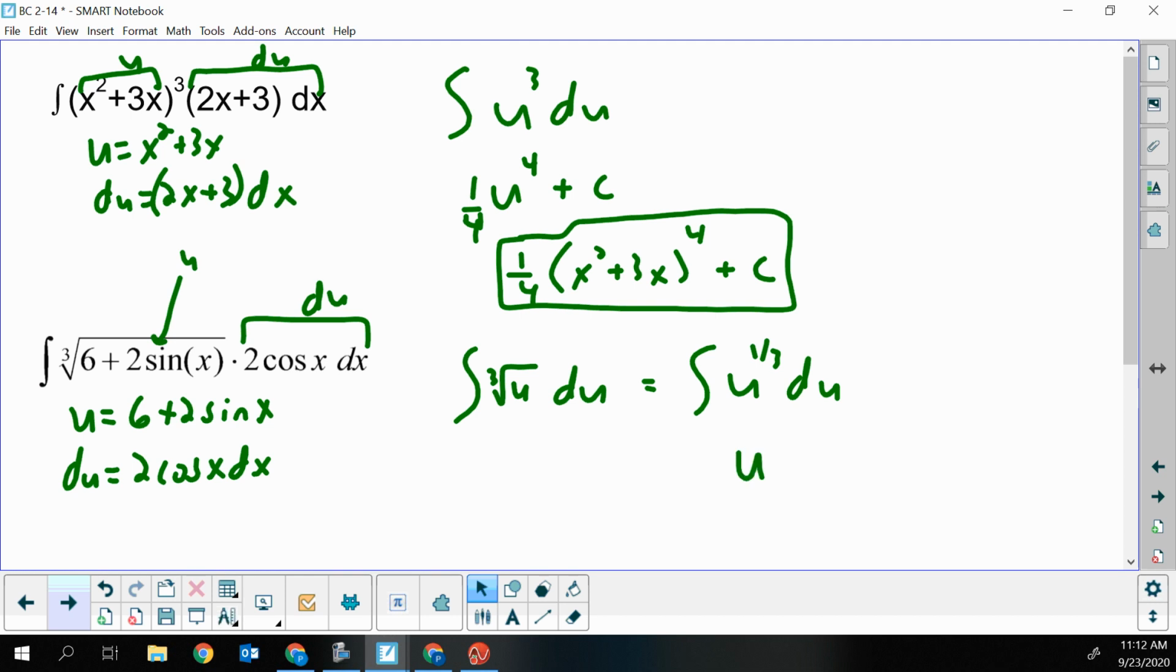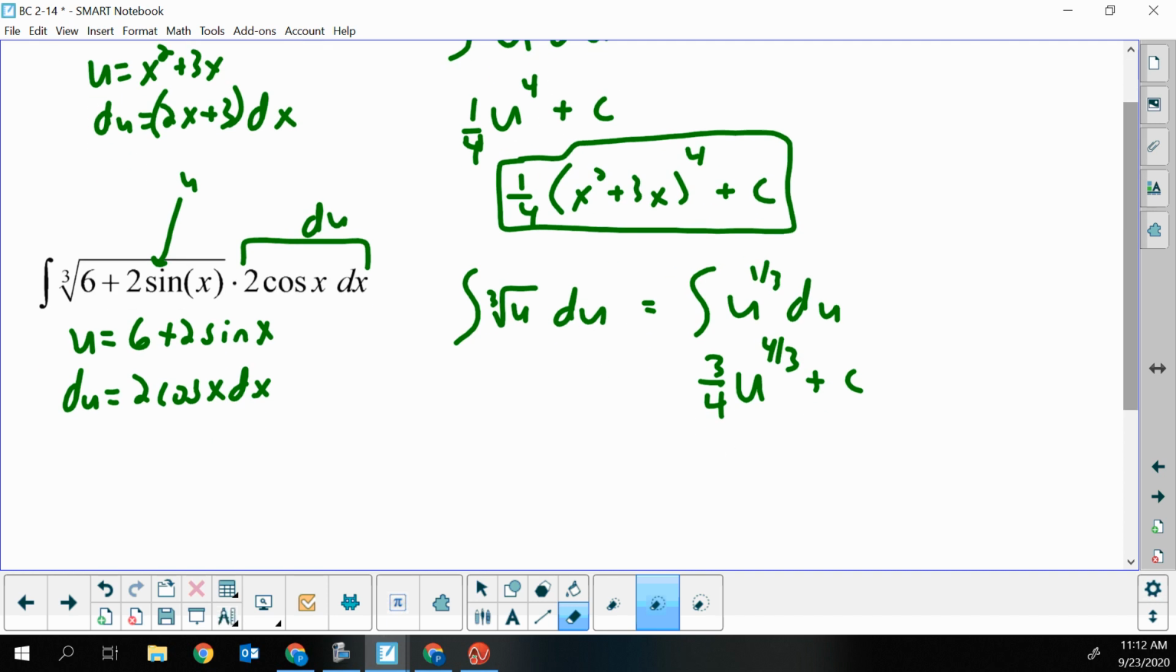So our new exponent will be 4/3, because adding 1 is like adding 3/3. So out front, we'll divide by 4/3, which is the same as having a 3/4. And then we need our plus c. To finish off, we'll have 3/4 times our u, which was 6 plus 2 sine x, to the 4/3 plus c.